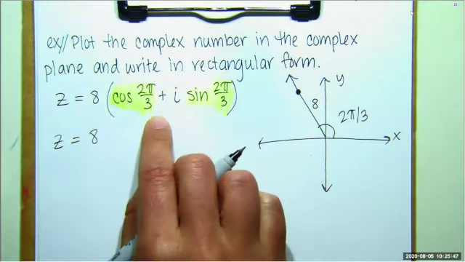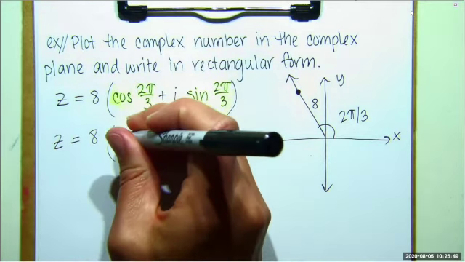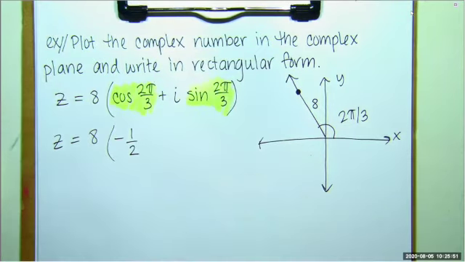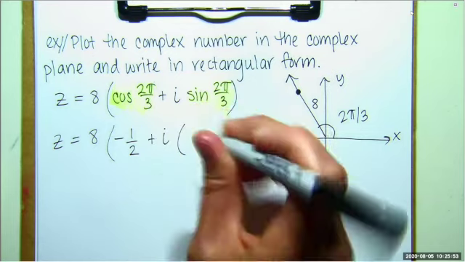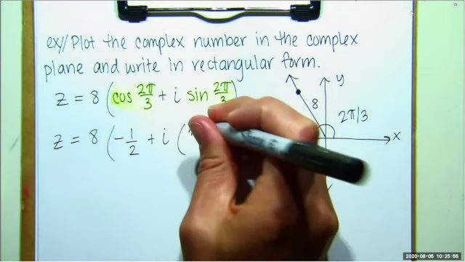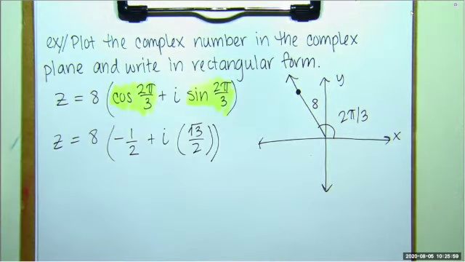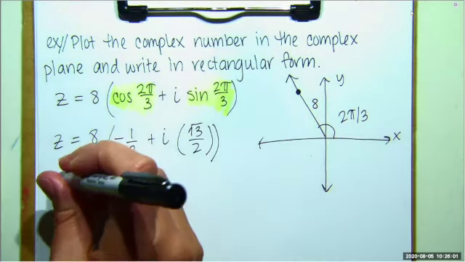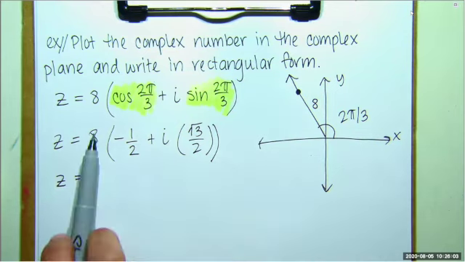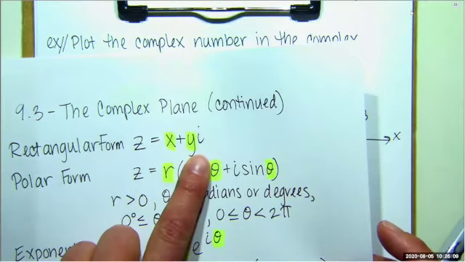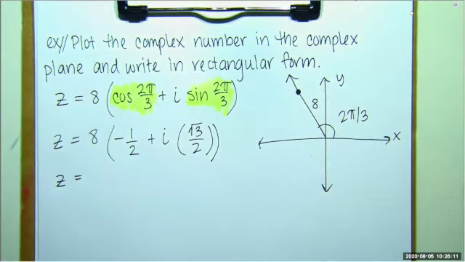So cosine of 2 pi over 3 is -1/2. We know how to do that by hand or in our calculator. Sine of 2 pi over 3, that's square root 3 over 2. The next thing we should do is multiply this out. Whenever we put it in rectangular form, remember rectangular form is this form, x plus yi, so we want to get our answer to look like that.